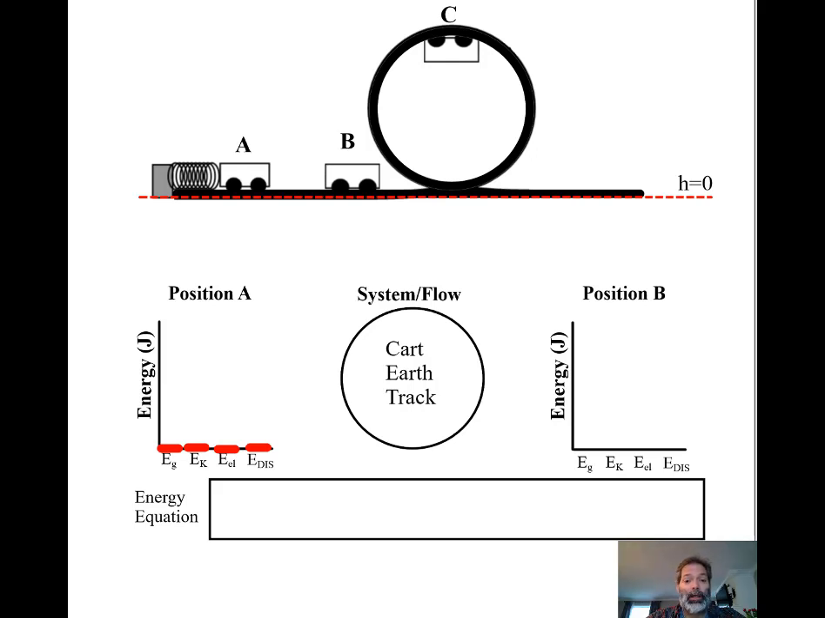I have no energy. But at position B, the cart is absolutely moving. It's going to have some kinetic energy, and the system gained that energy because the spring was working to put energy into the system.